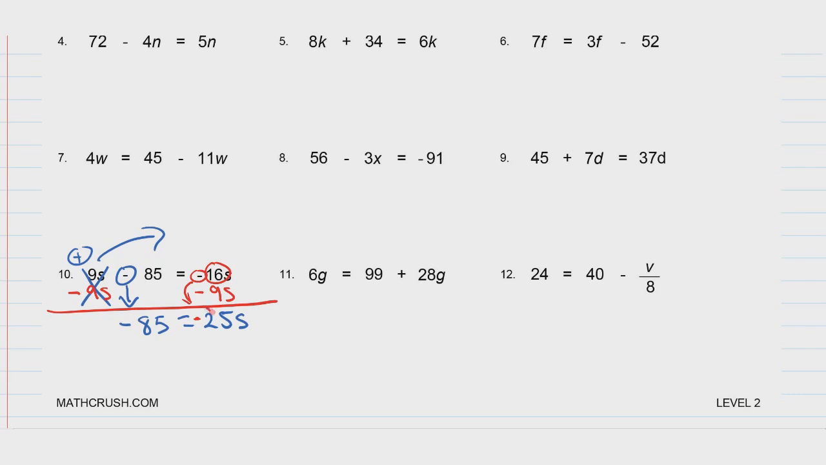So we know we're going to want to move the negative 25 to the other side. Since this is multiplication, we're going to want to divide negative 25 on both sides. Divide by negative 25. Negative 25 divided by negative 25 is 1. So you end up with s, because 1 times s is s. And over here we got 85 divided by 25.